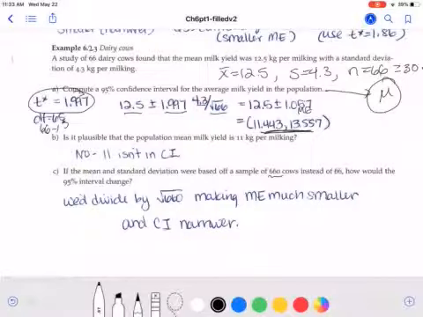Notice if I have a 660 down here instead, what's going to happen is this number is going to get a lot smaller because I'm dividing by a bigger number. So the margin of error will be smaller, and that will make my confidence interval narrower or smaller.